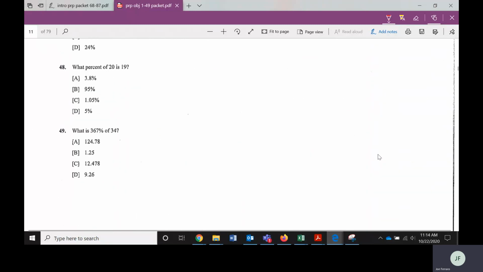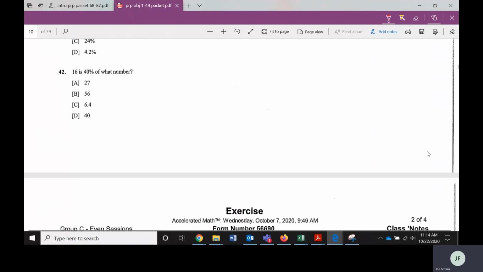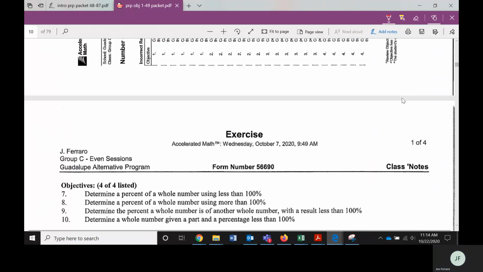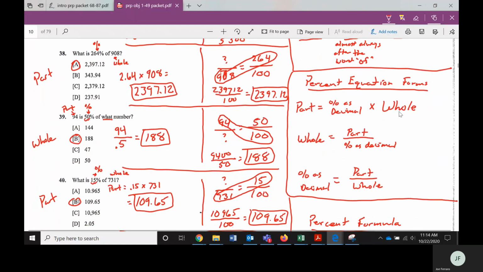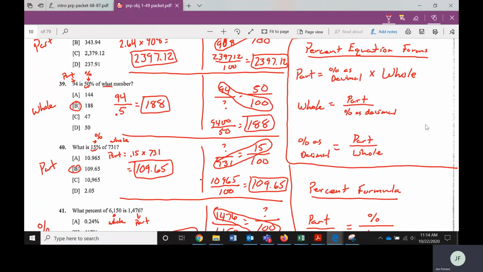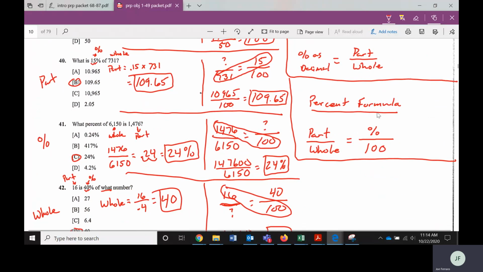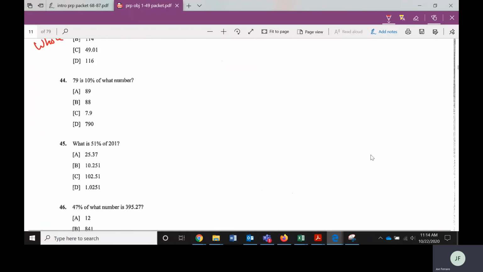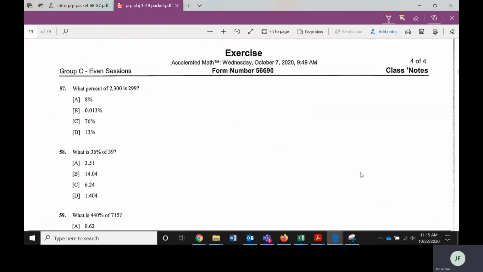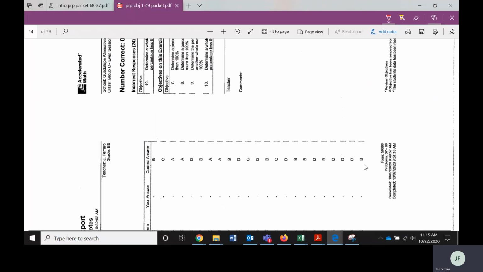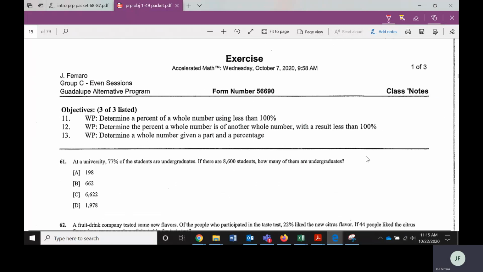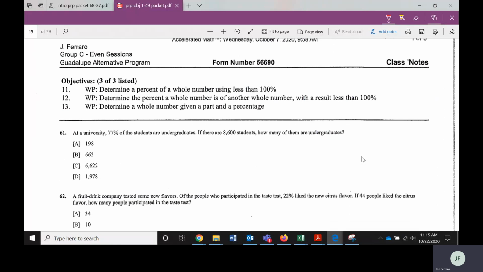So it's going to be using, going back a few pages here, these things. So either the percent equation forms, where we're looking for part, whole, or percent, or you'll be able to use the percent formula for these. This was what we did last time, with a bunch of examples. And if you're watching this video, hopefully you've taken the test on that, and either got it down or understand what you did wrong. Now we're going to be doing the exact same thing, but with word problems.